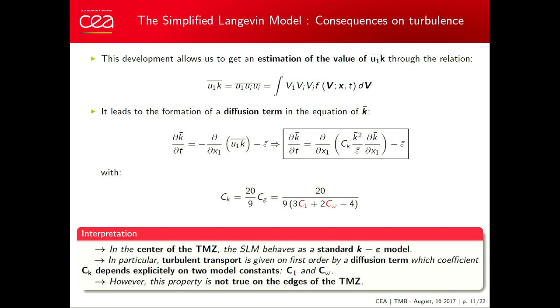Now we can use this analytical development to go further in the investigation, because we can use it to have an estimation of this product, because it's directly calculable from the expression of the PDF. This calculation led us to the formation of a diffusion term in the equation of the turbulent kinetic energy. What's important here is that in the center of the TMZ, our PDF model behaves like a standard K epsilon model. In particular, the turbulent transport will be given at first order by a diffusion term, whose coefficient CK depends directly on the closures of the PDF model. However, I remind you that this property is not true on the edges of the TMZ, but only in the center.